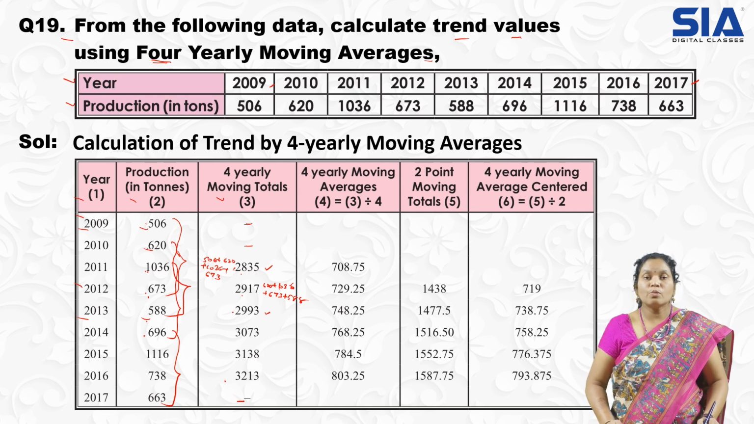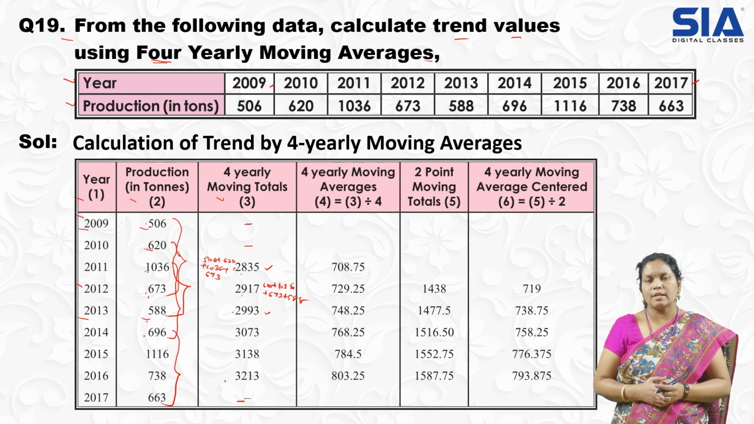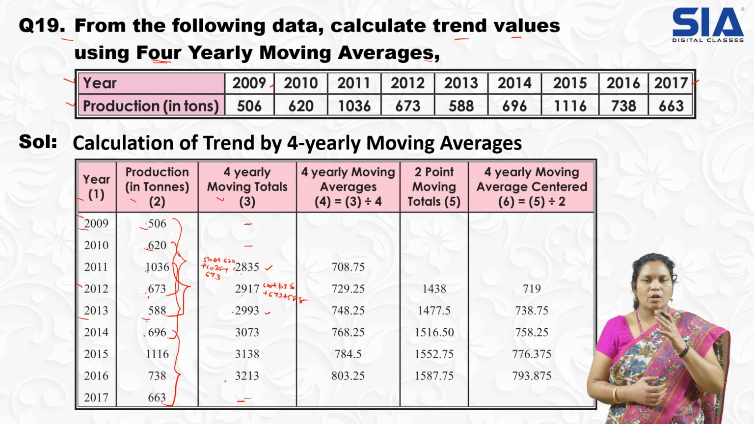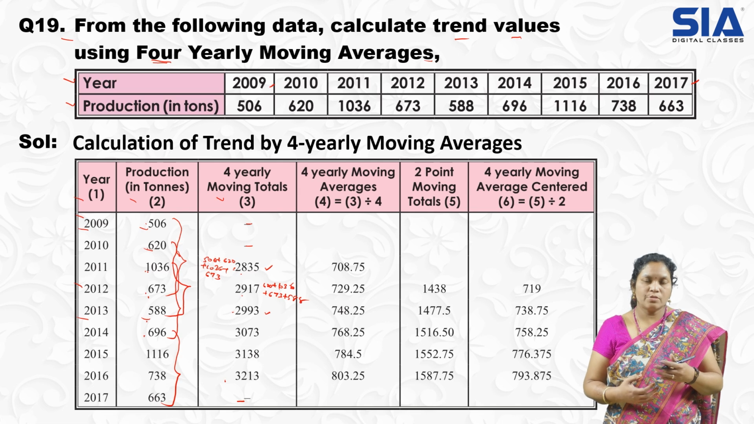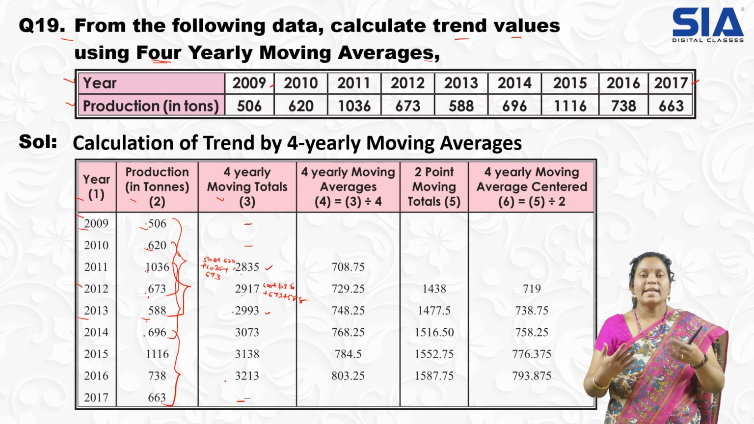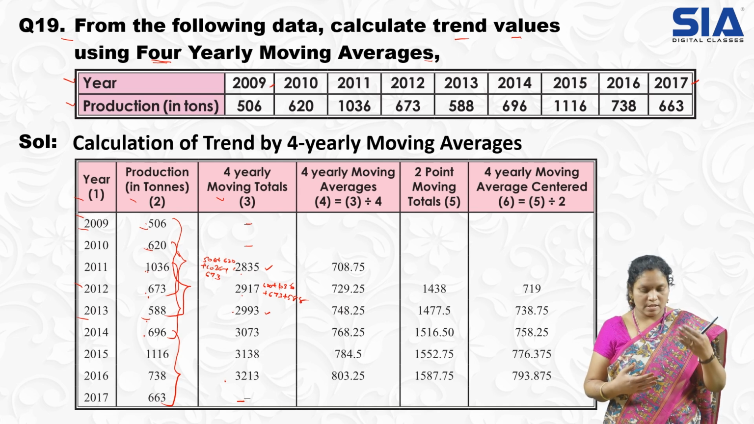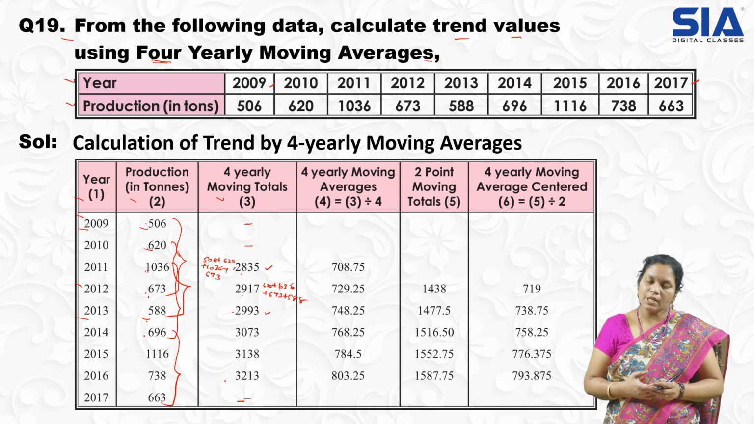There is no rule that if the first two values are missing, the last two values should also be missing. Nothing like that. The only logic is that four values you have to go on adding. The last four values you have done, there you have to stop. So keeping dashes is not required. That is not the point of what we are trying to do. Here we are trying to do four moving totals. So this is how we have obtained the 4-year moving totals.